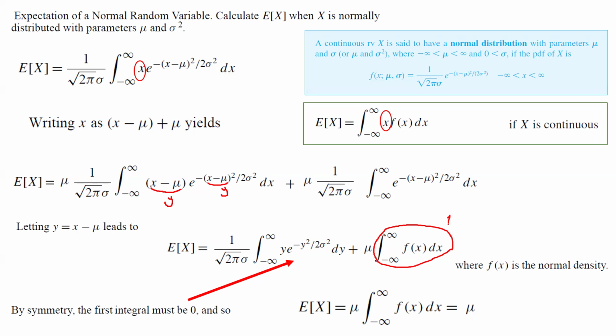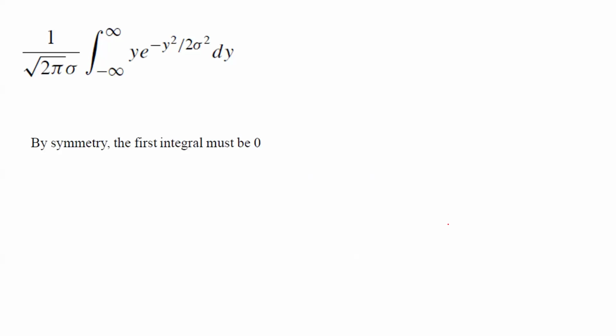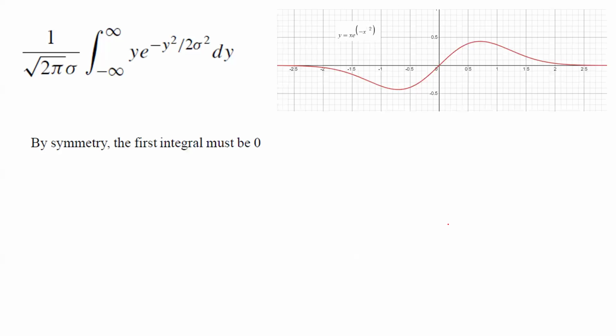So let us analyze the first integral a little bit better. The first integral, when you write it as y e to the power negative y squared divided by 2 sigma squared, follows this behavior. So as you can see, here you have an odd function, and it is symmetric from negative infinity to positive infinity. You have negative infinity to infinity as the domain, so an odd function over this domain has integral 0.